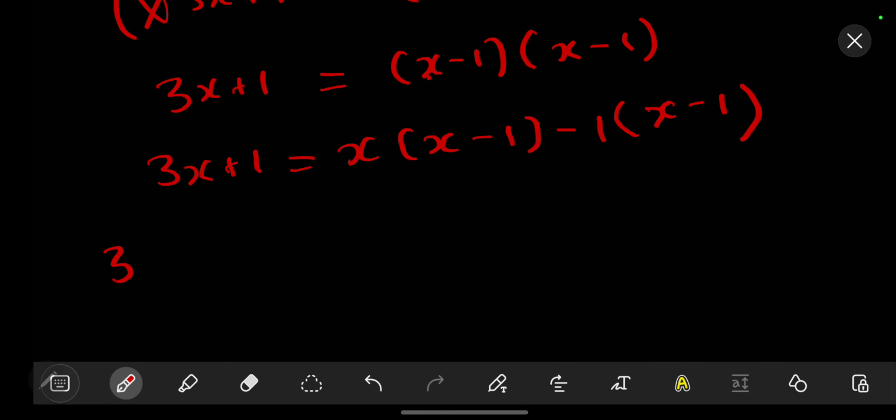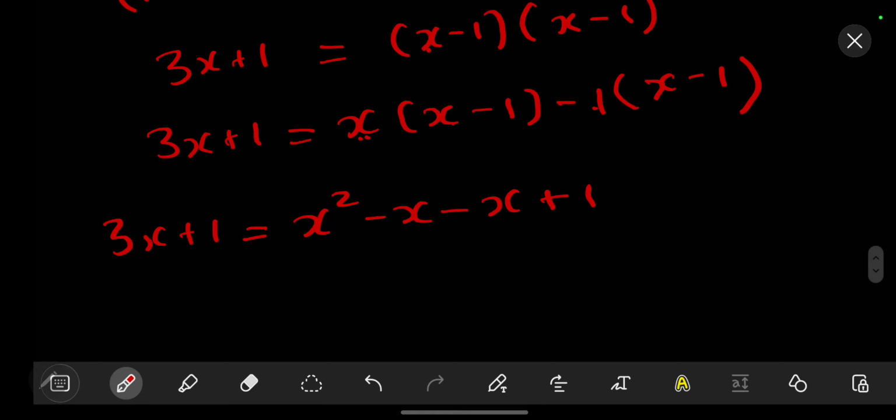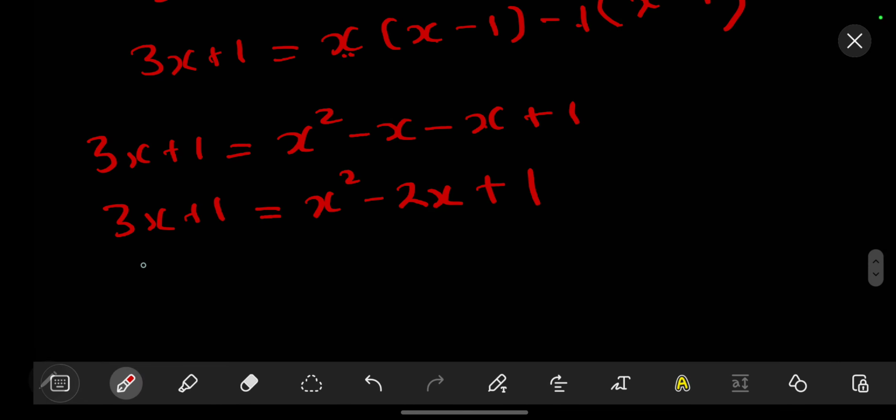So we are going to get 3x plus 1 should be equal to x times x. This one gives us x squared. x times negative 1, we are going to get negative x. Then negative 1 times x, we are going to get negative x like that. Negative 1 times negative 1, we are going to get plus 1. So yeah, that's how we expand. So we have our 3x plus 1 should be equal to x squared, negative x minus x, which gives us negative 2x. Then we have plus 1.